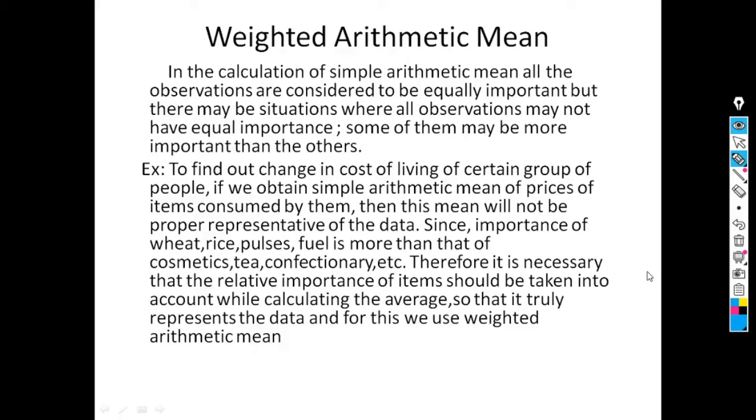Or we can take your example. As a student, your basic needs are books, notebooks, study material, and of course now in this situation mobile. These are all your basic needs, more than bike, cosmetic and dresses, etc. Means importance of study related material is more, and whenever we have to calculate average on account of this relative importance, then we use weighted arithmetic mean.